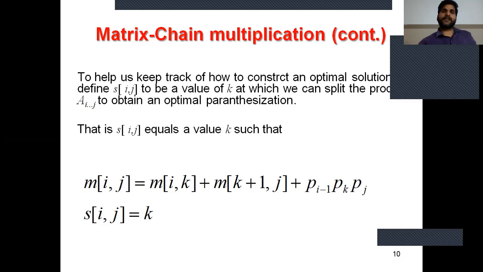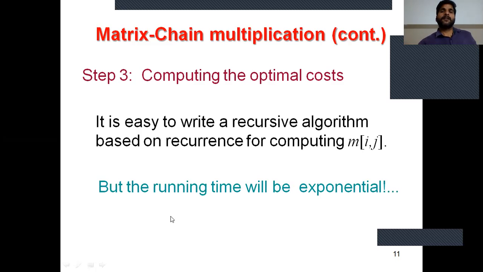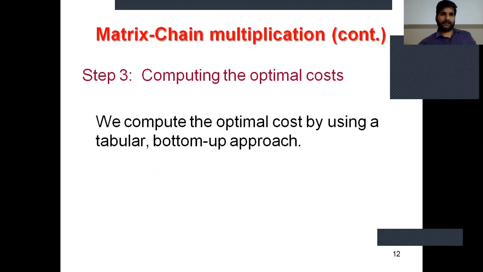According to this cost, we assign the value M[i,j] = M[i,k] + M[k+1,j] + p_{i-1} p_k p_j, and S[i,j] is the value of k such that S[i,j] = k. So computing the optimal cost, it is easy to write the recursive algorithm based on the recurrence for computing M[i,j], but the running time will be exponential. We compute the optimal cost by using a tabular bottom-up approach.